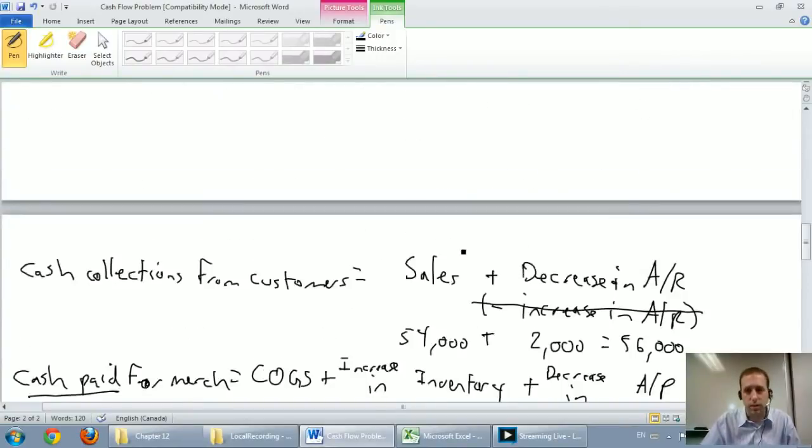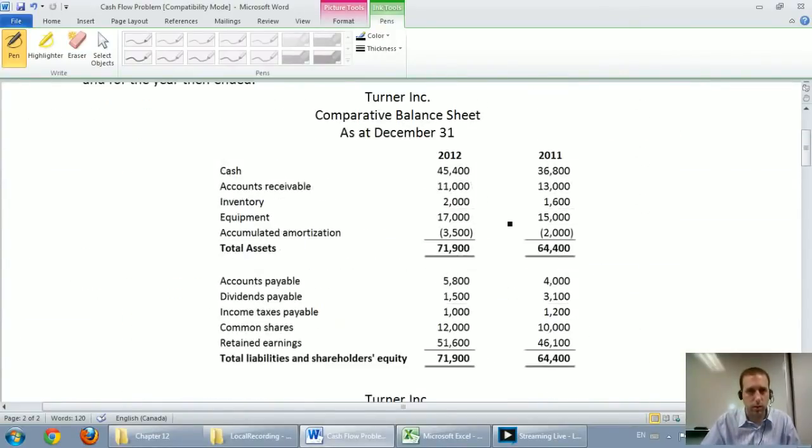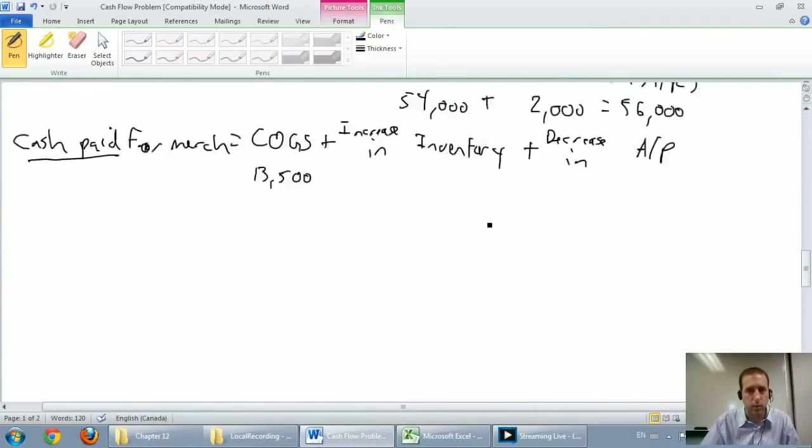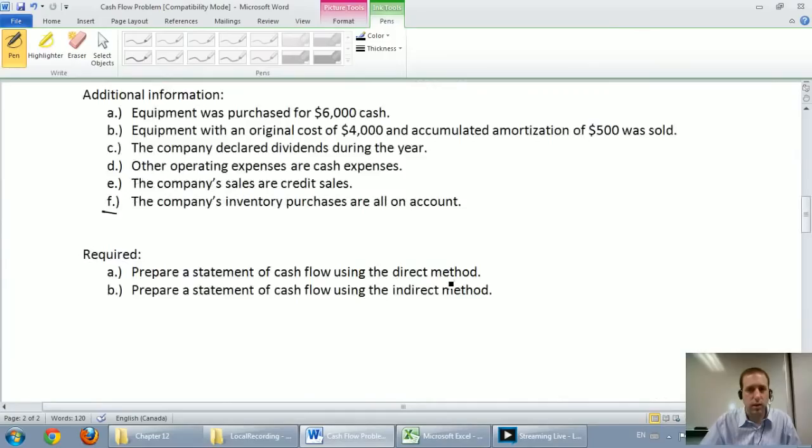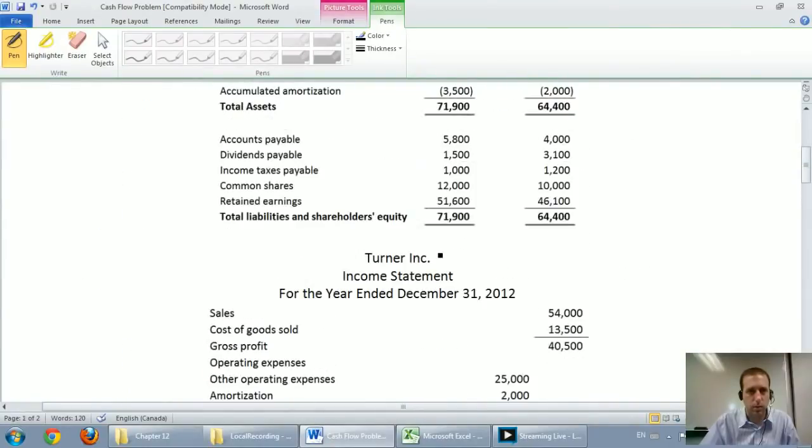Plus increase in inventory. Well, inventory, what did it do? Inventory went from 16 to 2,000. It did go up by 400, so I'll plus 400. Plus decrease in accounts payable. What did accounts payable do? Accounts payable, oh, it didn't go down, it went up. It went from 4,000 to 5,800. It went up by 1,800.